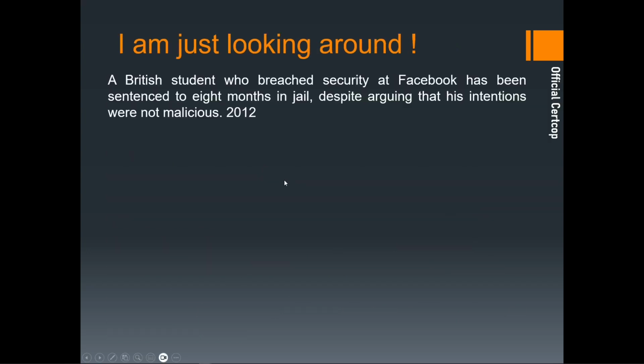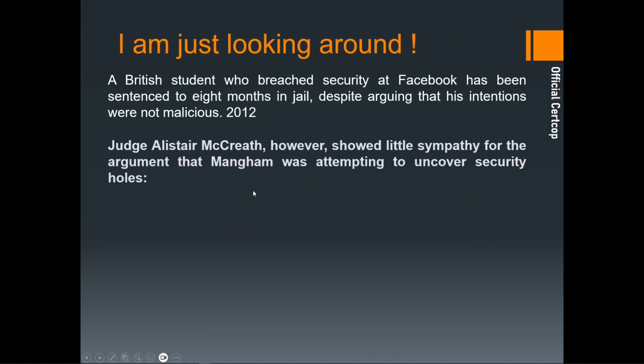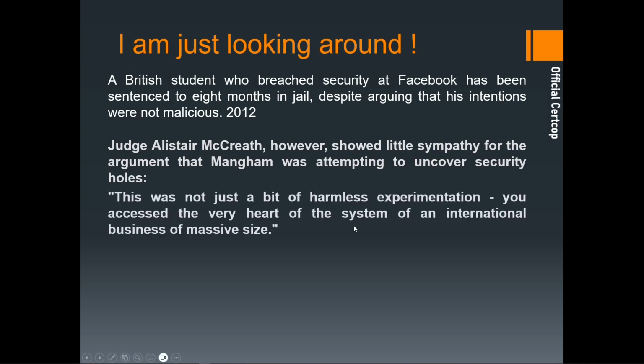So, a British student who breached security at Facebook has been sentenced to 8 months in jail, despite arguing that his intentions were not malicious. Judge Alistair McCreath didn't see it that way. He showed little sympathy for the argument that Mangum was attempting to uncover security holes. It was not a bit of harmless experimentation.